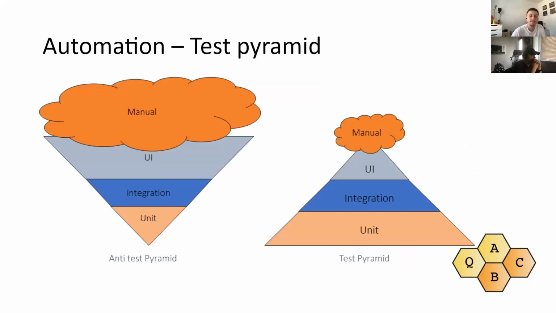So it leads me into this thing called the test pyramid. There's two different types of test pyramid. One's called the anti-test pyramid. The other one's called the test pyramid. As you can see, one's like an ice cream cone. The other one's like a little nice pyramid with cloud on top. And I'll break these down for you really simply.